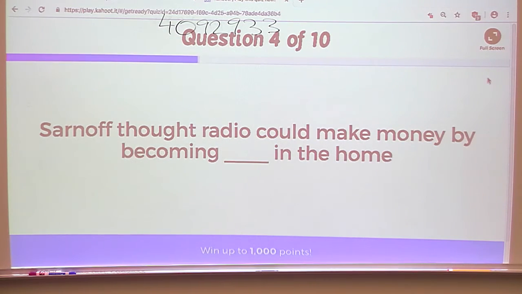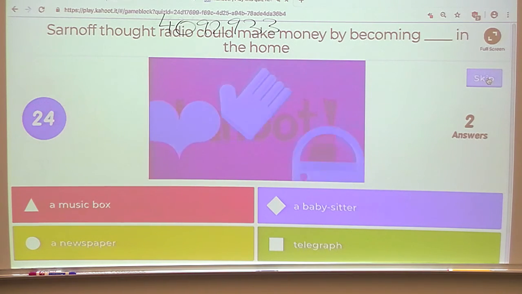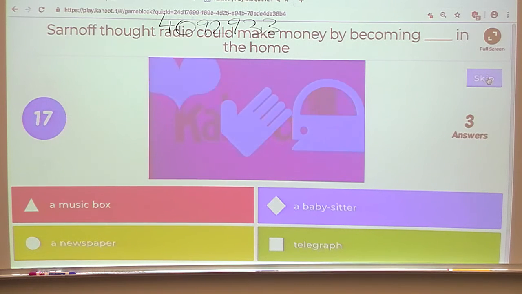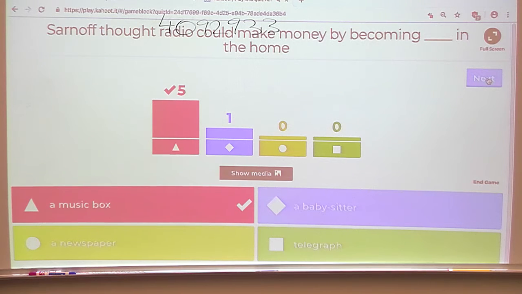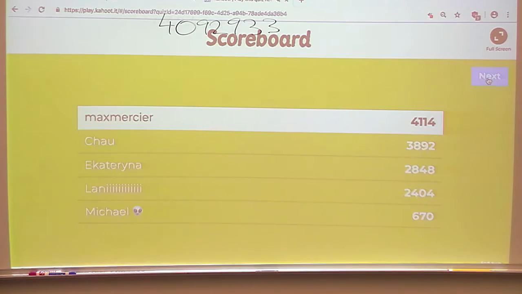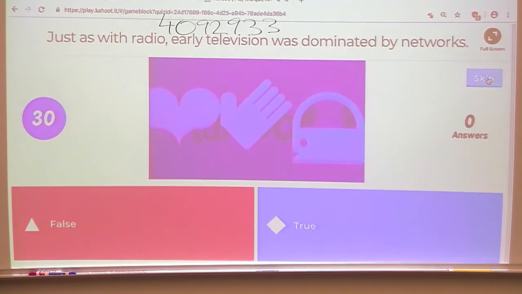Sarnoff thought radio could make money by becoming something in the home. We already had a question on this. David Sarnoff, remember, president of NBC and early protege of Guglielmo Marconi in the RCA. So Sarnoff was a visionary about the broadcasting business. He said that we could use radio. 5 people got it right. So Sarnoff called it the music box in the home. Radio.